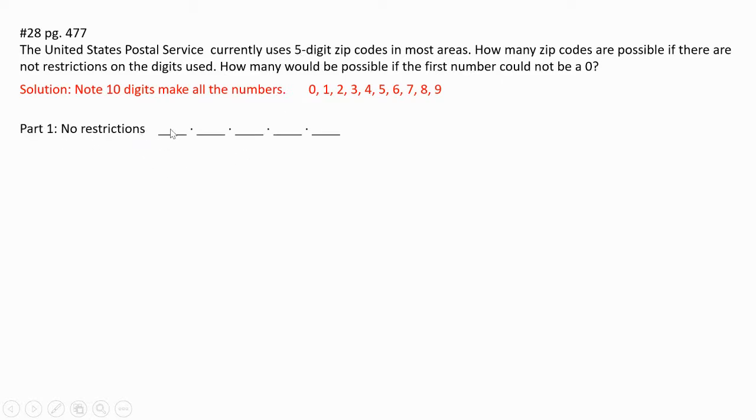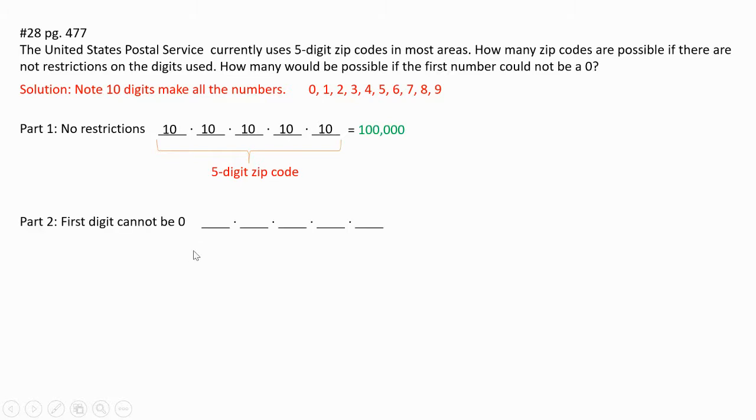So, a 5-digit zip code. I like to go like this, guys. This is my first digit, second, third, fourth, and fifth. So how many digits can go here? There's 10, because for the first part, there's no restrictions. How many zip codes are possible if there are no restrictions on the digits used? So 5-digit zip code, 10 can go there, 10 can go there, and 10, and 10, and 10. You multiply it out, you get 100,000.